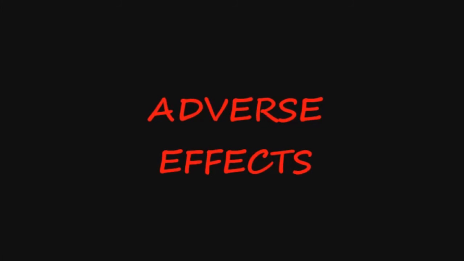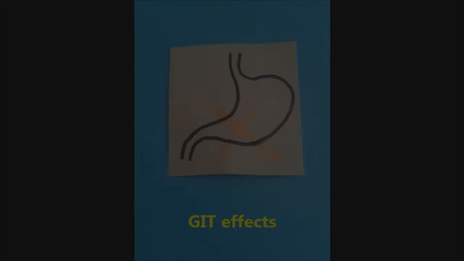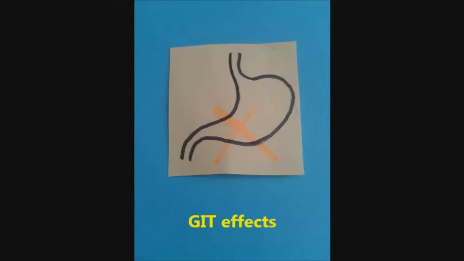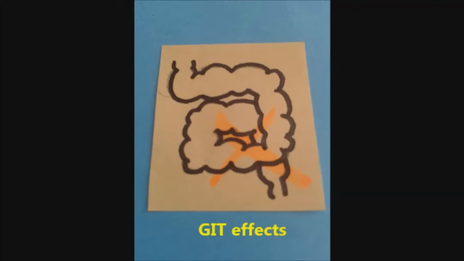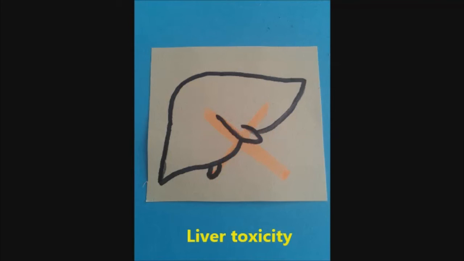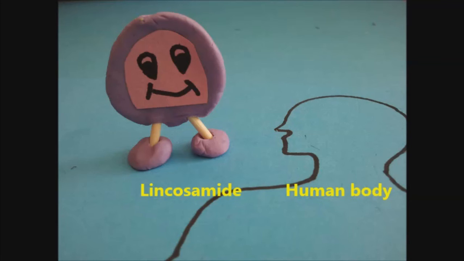However, I do bring adverse effects to humans. Since I always pass through the GIT, they can easily get GIT effects such as anorexia, nausea, vomiting, and diarrhea. Other than that, I can bring some problems like liver toxicity.